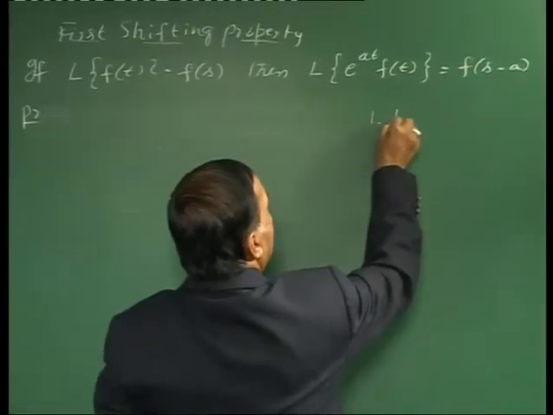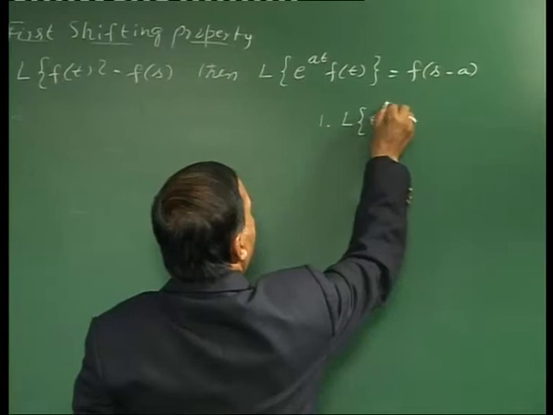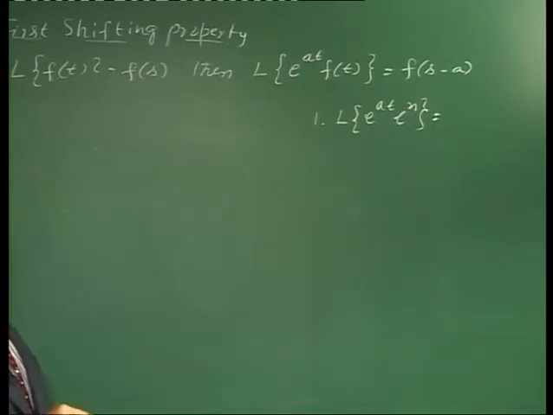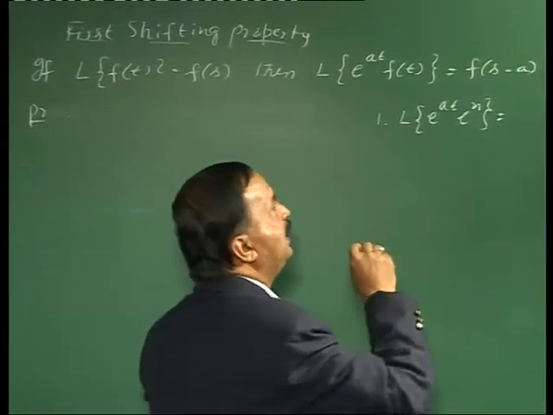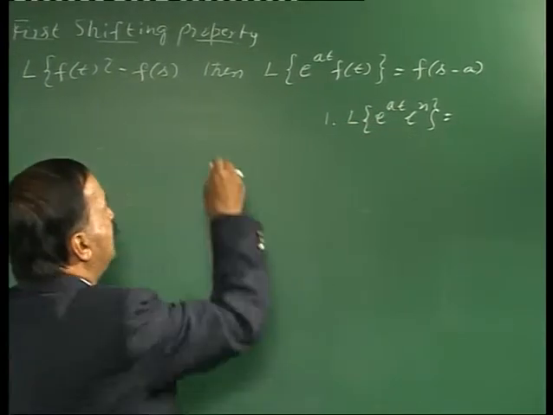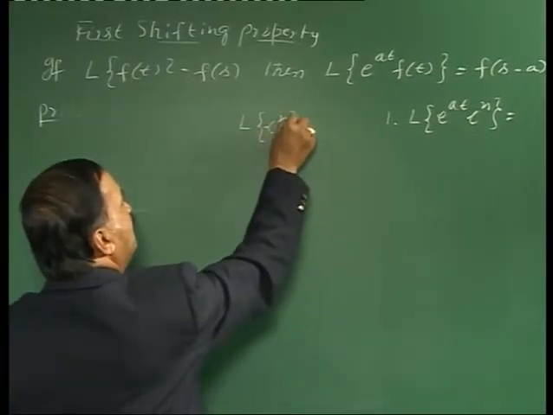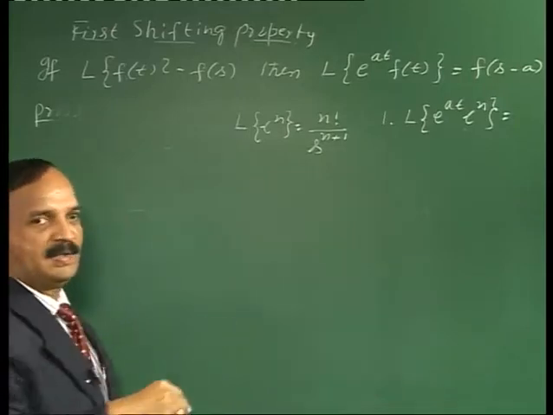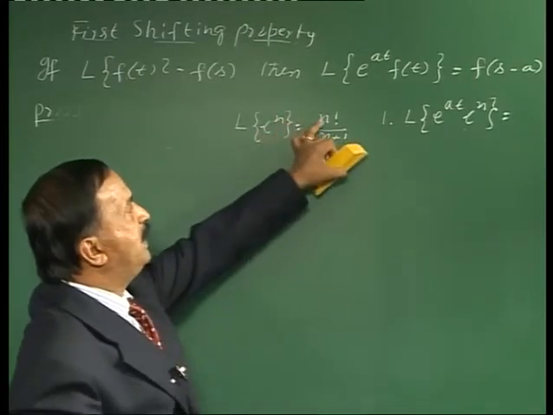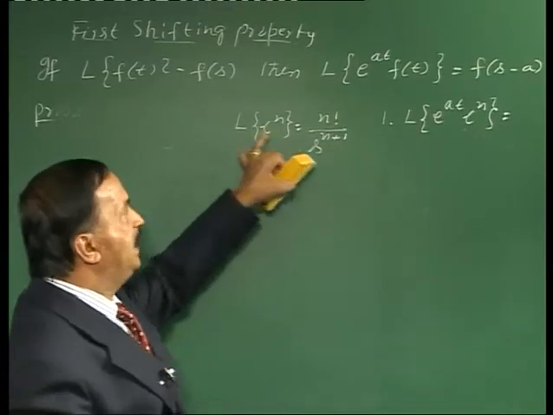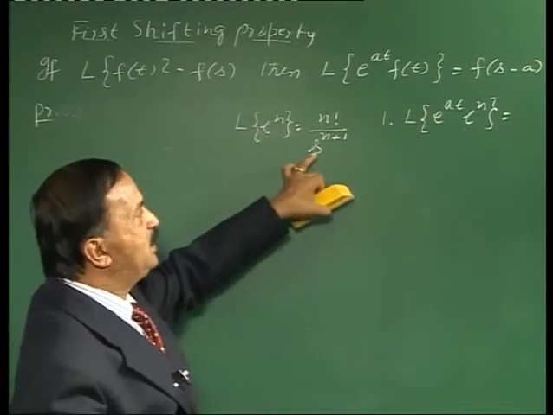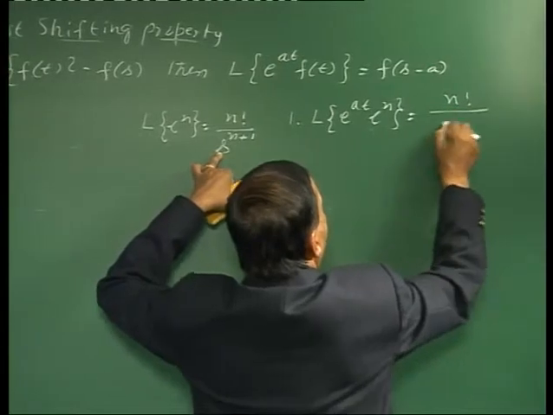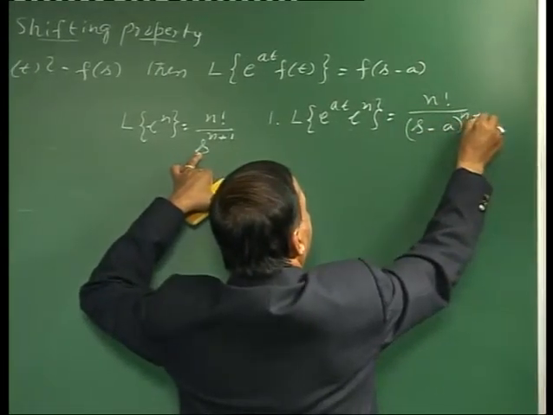Number one, L of e to the power of a t into t to the power of n is equal to, here we know L of t to the power of n is n factorial by s to the power of n plus 1. I proved this result in the last class. If you write e to the power of a t here, then immediately replace s by s minus a. That means this becomes n factorial by s minus a to the power of n plus 1.